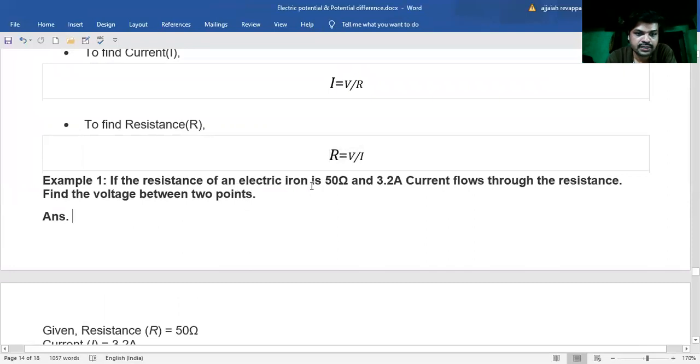If the resistance of an electric iron is 50 ohm, so in the electric iron there is a filament inside, sometimes made out of nichrome also. So that has a resistance of 50 ohm and 3.2 ampere current flows through it. The current flowing through it is 3.2 ampere. You are given the resistance value and current value. What we are supposed to find is the voltage between the 2 points.